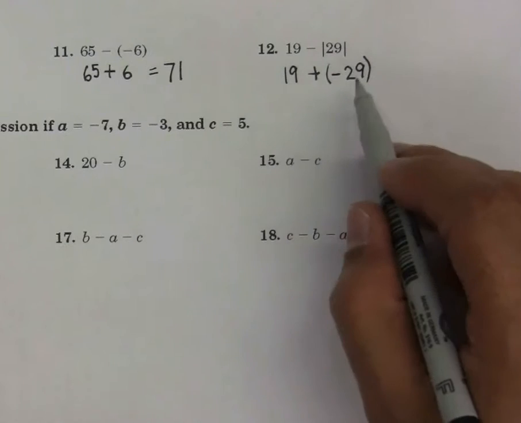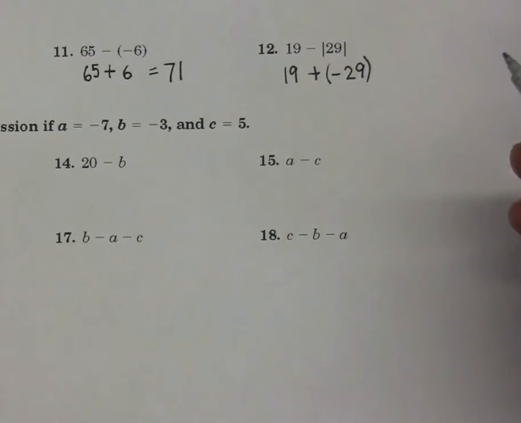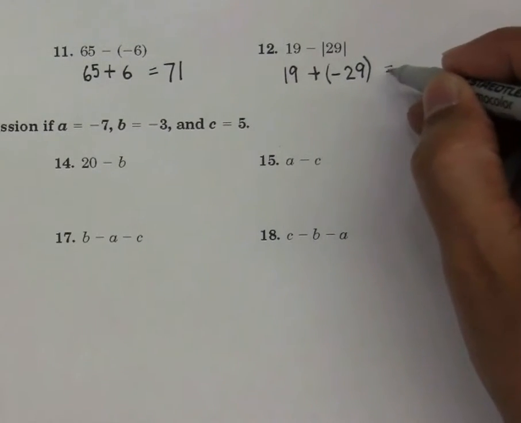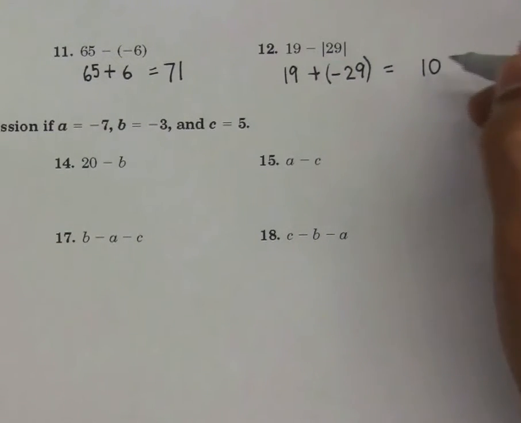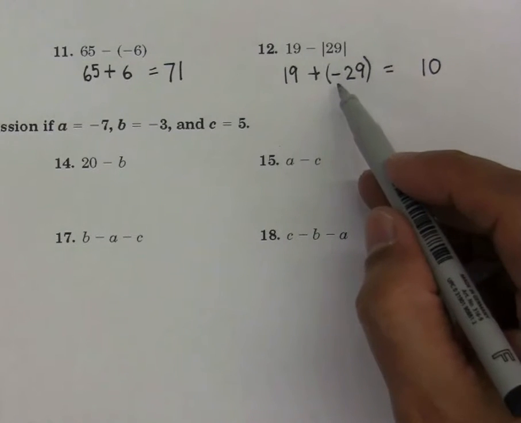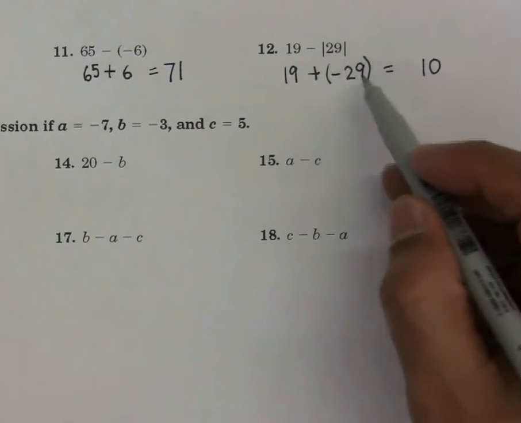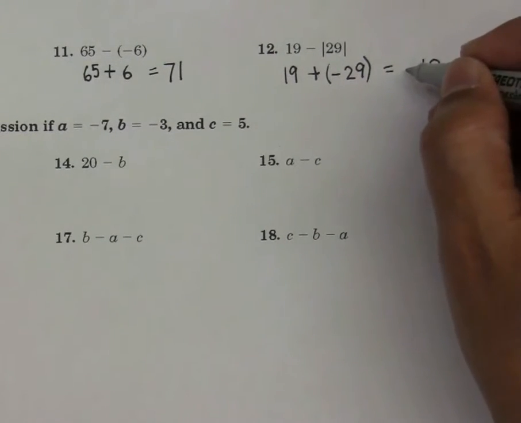When we add numbers with different signs, we subtract. So 29 minus 19 is 10. And we keep the sign of the number with the larger absolute value, which is negative 29.